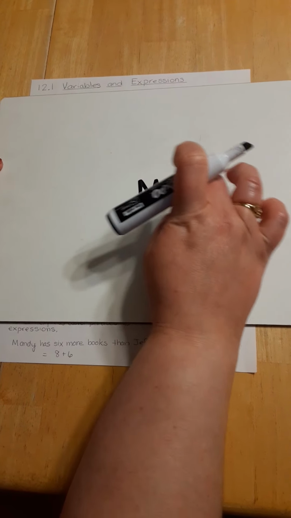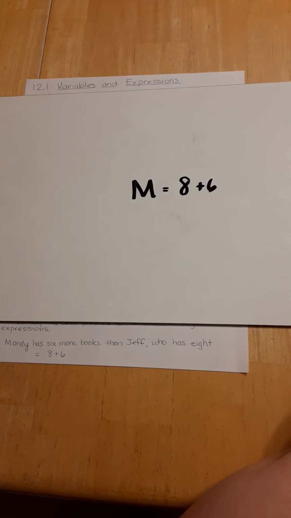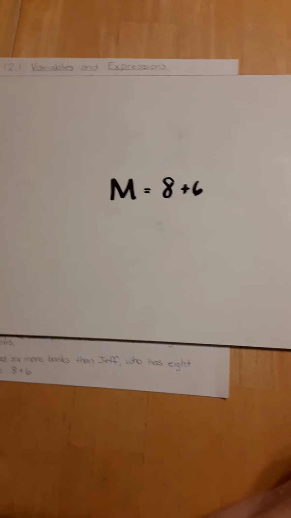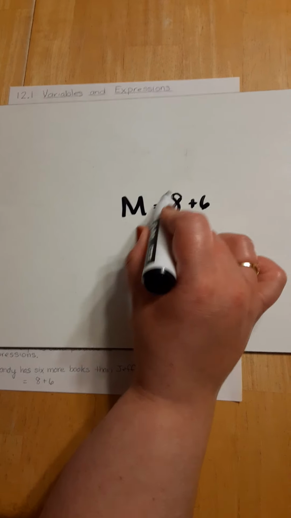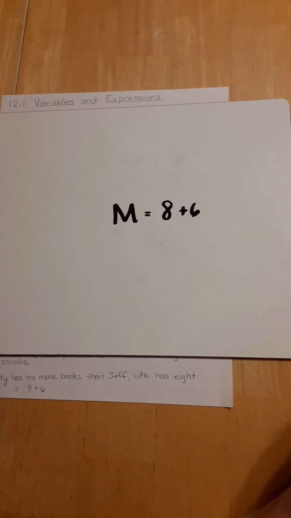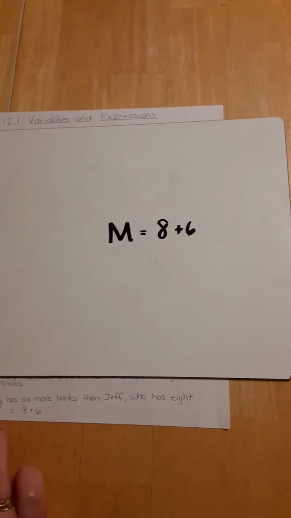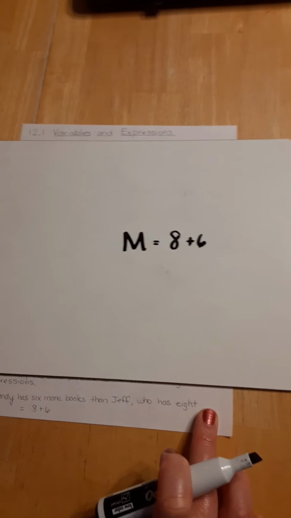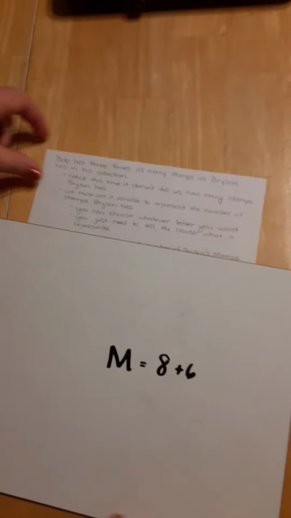So we can go ahead and substitute this J with 8. And so now we've turned this into a numerical expression. 8 plus 6 represents how many books Mandy has, okay? And so we've taken what was a word form and put it into a numerical expression, okay? We're going to do the same here for this, okay?